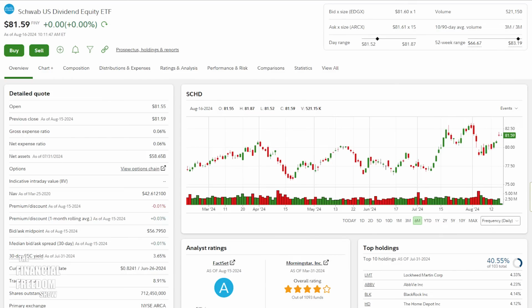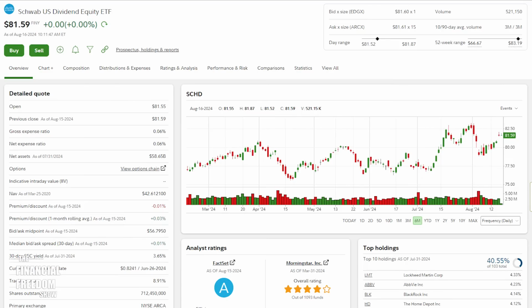While SCHD offers many benefits, it's also important to consider the risks as well. First and foremost, SCHD is still an equity ETF, meaning that it's subject to market risk. If the overall stock market declines, the value of SCHD will likely decline as well.